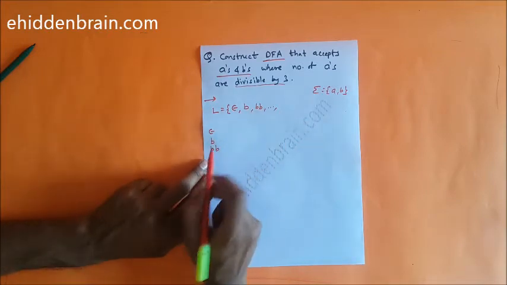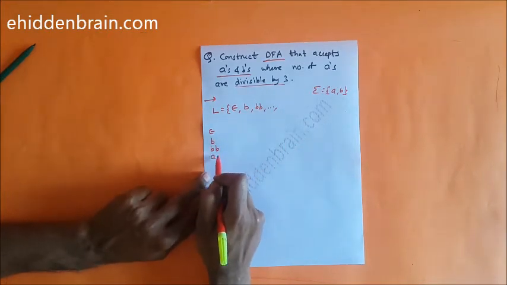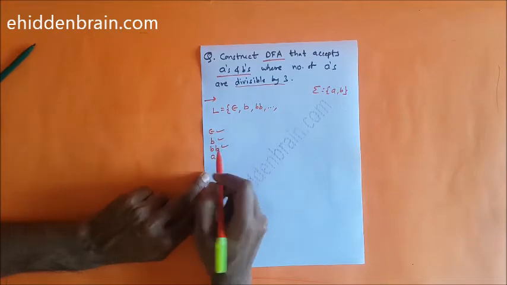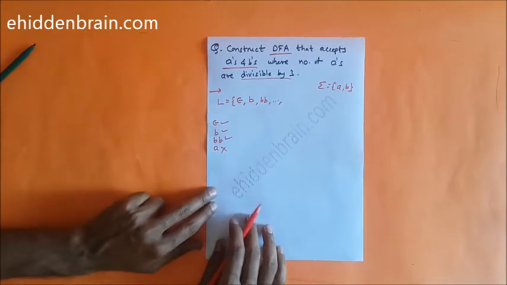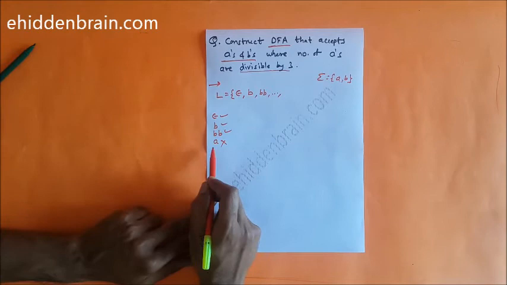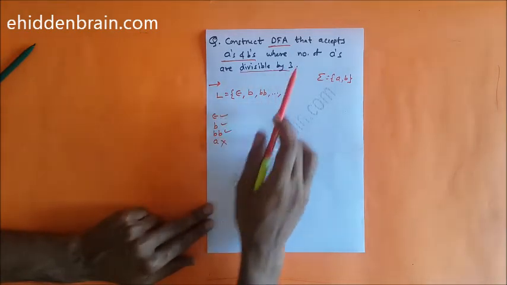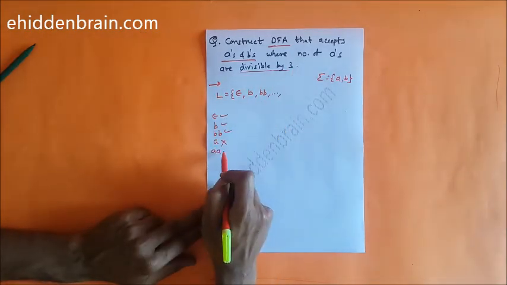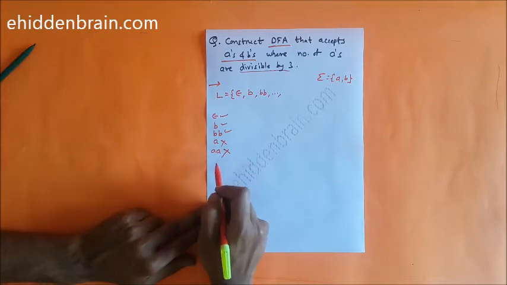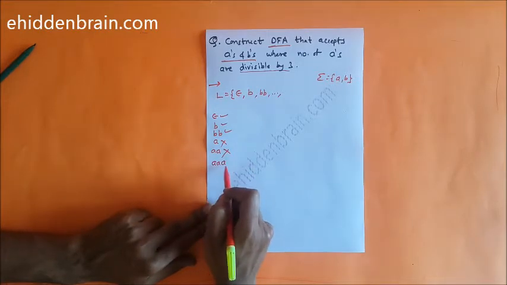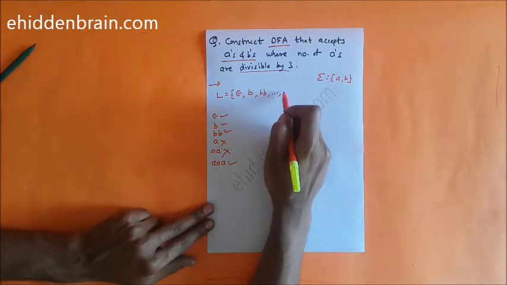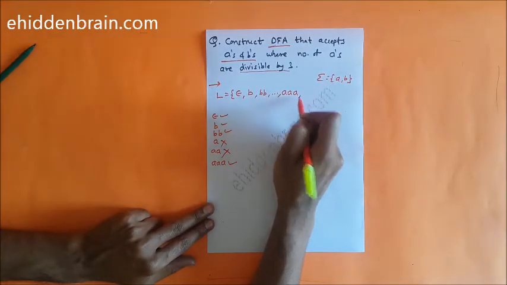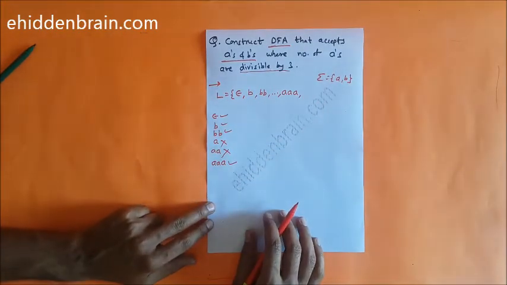Next, is only A possible? No. A is not possible, because this is 1 A and 1 is not divisible by 3. Are 2 A's possible? No, because 2 is not divisible by 3. Are 3 A's possible? Yes. So the next string can be 3 A's, right?